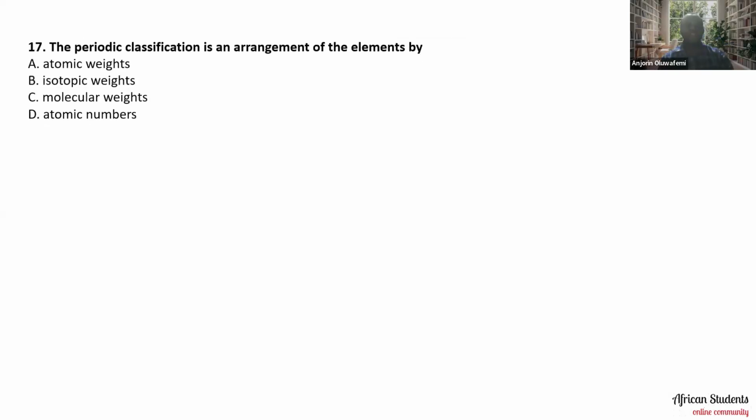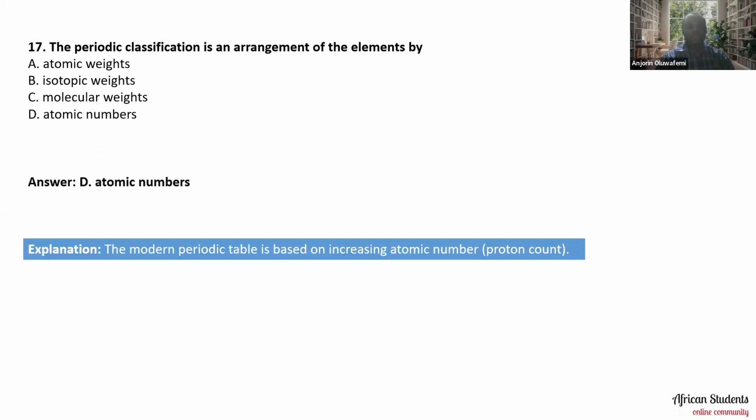The periodic classification is an arrangement of the elements. Is it by the atomic weight, isotopic weight, molecular weight, or atomic numbers? The answer here is D, atomic numbers. So the modern periodic table is based on increasing atomic number. That is the proton count.